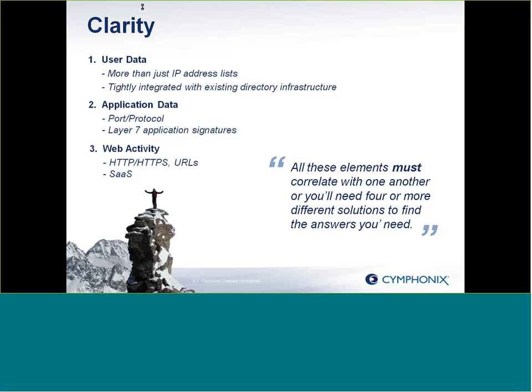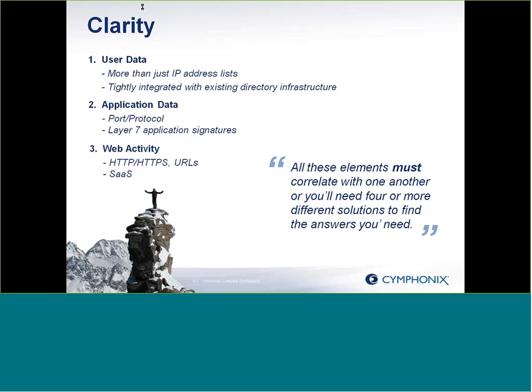So if you've got a student that's signing into 5 different machines throughout the day, you can still run the report on that one student and see everything that that student is doing. Clarity also encompasses application data. So we need to be able to show you the ports and the protocols of everything going to and from the internet, as well as layer 7 specific application signatures.